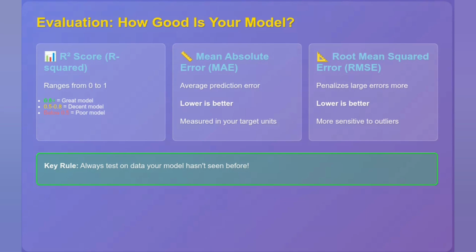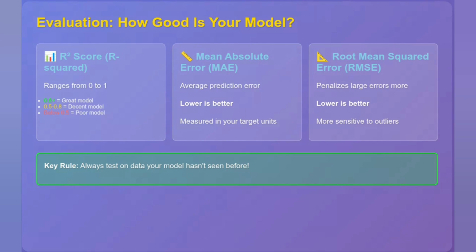How do you know if your linear regression is working well? Use these metrics. R-squared score ranges from 0 to 1. 0.8 plus is a great model. 0.5 to 0.8 is a decent model. Below 0.5 is a poor model.